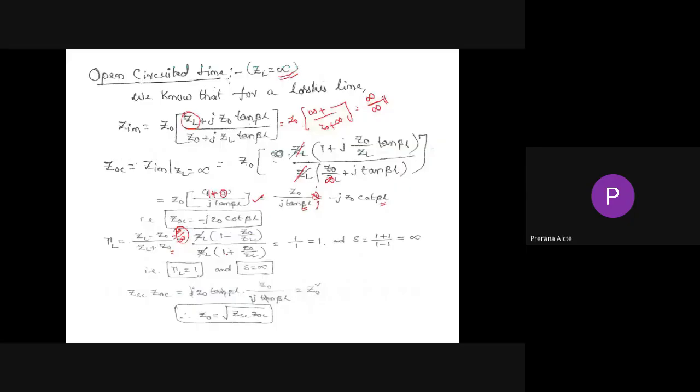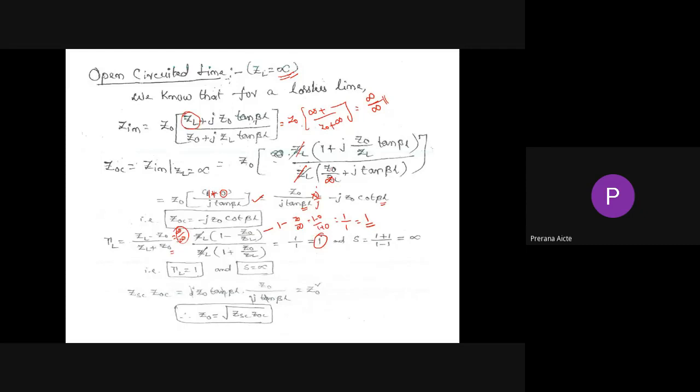1 plus. Now in this equation, 1 minus Z naught by Z of L. Z of L is infinity. So Z naught by infinity is equal to 0. So 1 minus 0 divided by 1 plus 0. So what will happen? That is equal to 1 by 1, that is equal to 1. Therefore, the reflection coefficient is equal to 1.